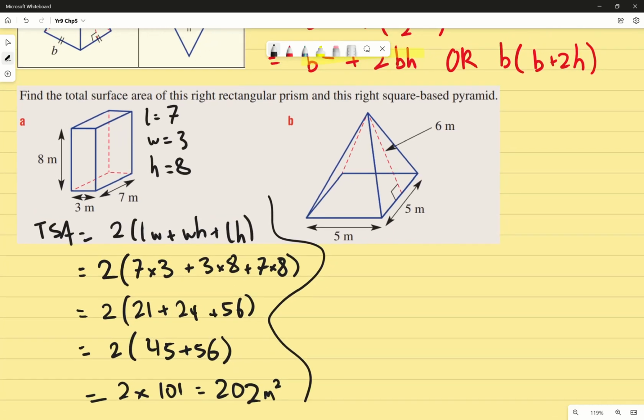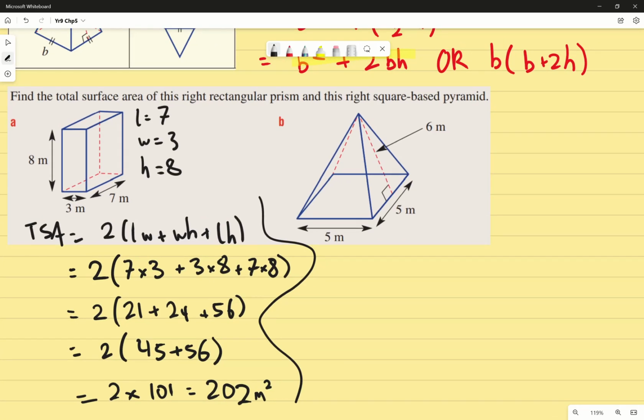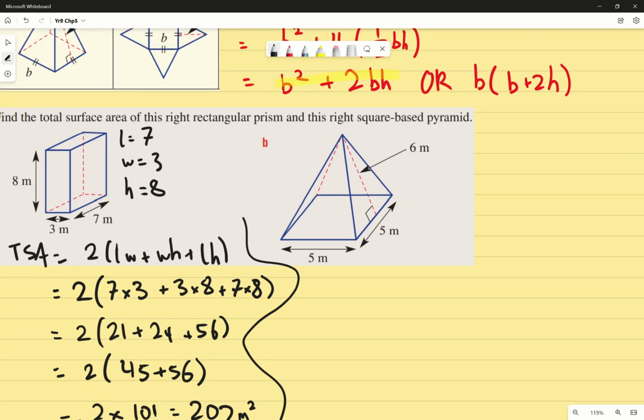Great. I'll quickly go through this next one. This one should be a little bit easier in my opinion, but we'll go through this one, and then I'll get you guys started on exercise questions. So the formula for this one was b squared plus 2bh. So let's label b equals 5 and h equals 6. Now in this case, it does matter which one I use.